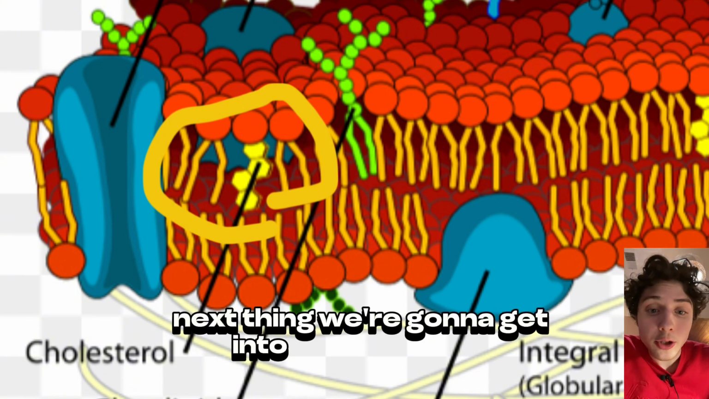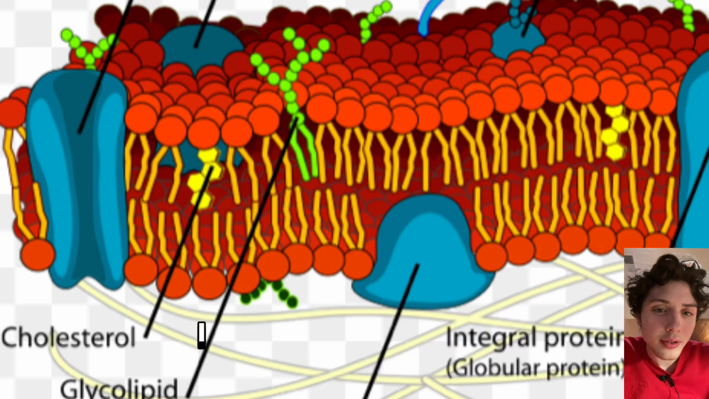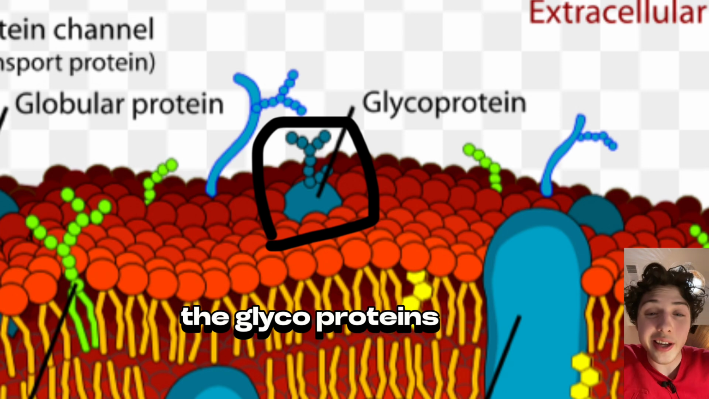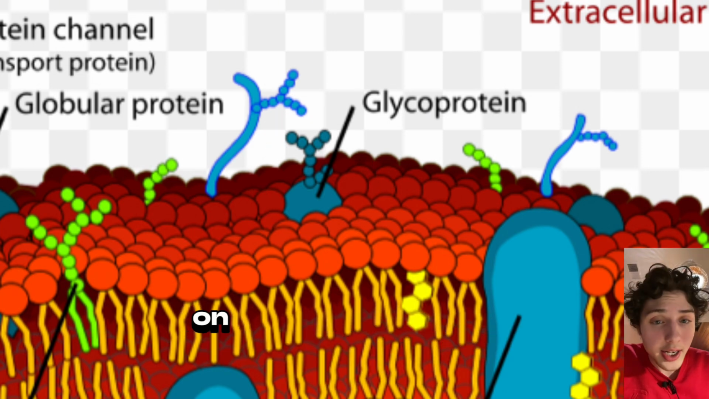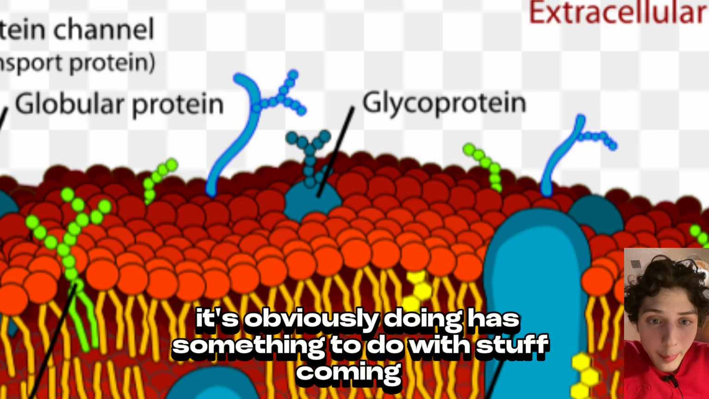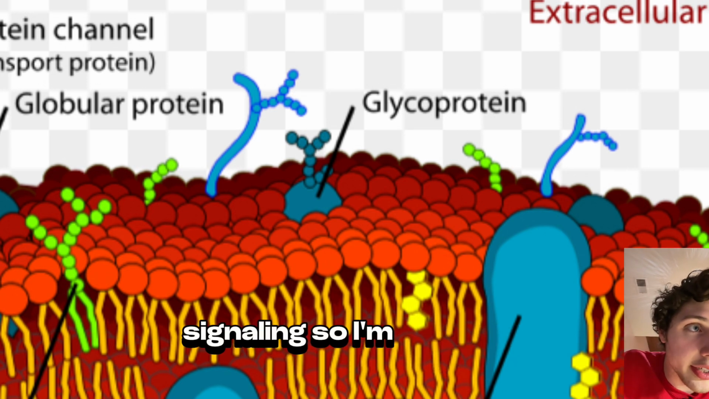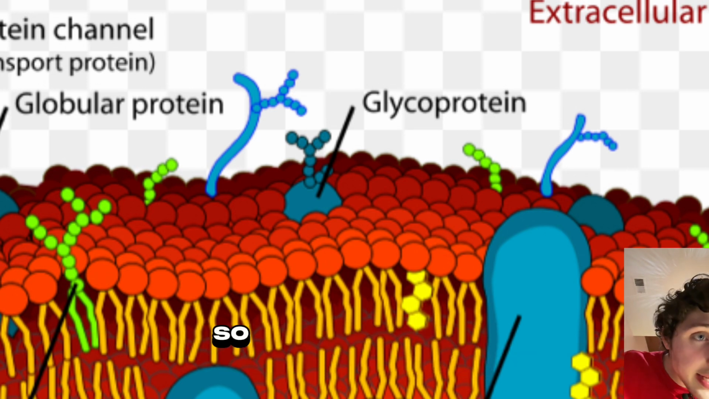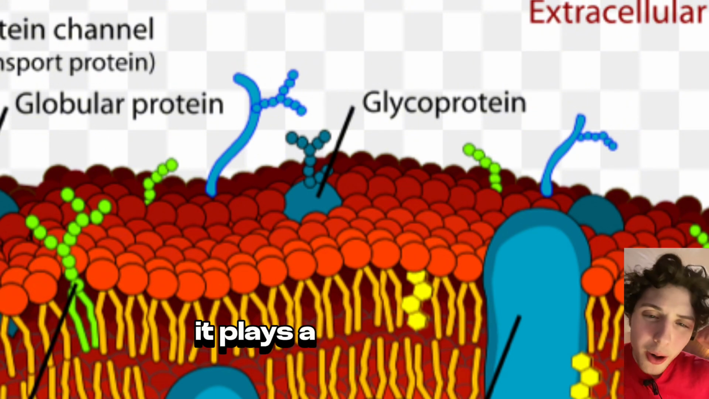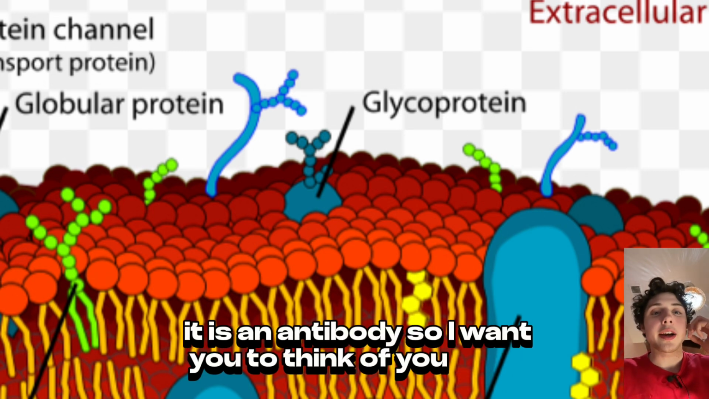The next thing we're going to get into, before those phospholipids, we're going to talk about glycoproteins and glycolipids. And I want to first focus on those glycoproteins. We're going to zoom in here. As you can see, the glycoproteins are on the outside of the cell membrane. On the outside. So when you see something on the outside, it obviously has something to do with stuff coming in. So it is a major part in extracellular signaling. So I'm going to try to circle it right here. Basically, anything coming in, it almost acts as an antibody. It plays a big part of the immune response. In fact, it is an antibody. So I want you to think of glycoprotein: immune response.